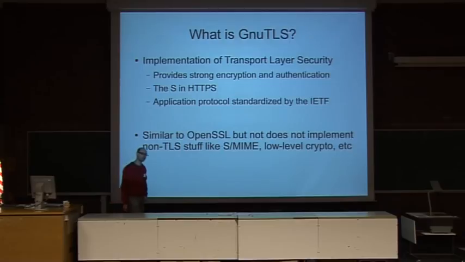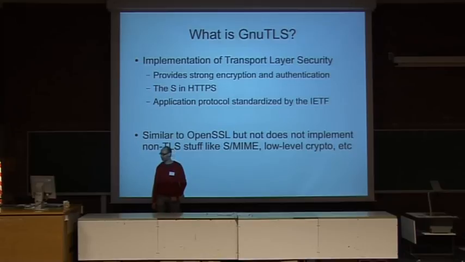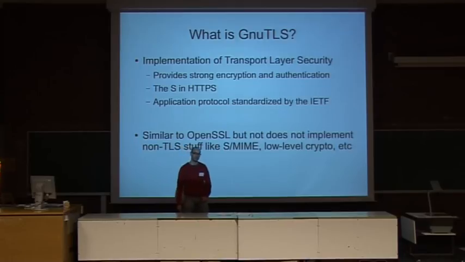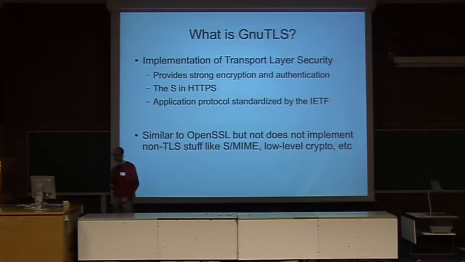So GNU-TLS is like OpenSSL, but the philosophy is to strip away all the non-TLS related stuff like S/MIME, like low-level crypto. GNU-TLS doesn't provide AES encryption or similar, it's just a TLS library. So hopefully GNU-TLS will be less bloated than OpenSSL. Still, it would be nice to make things more modular, but at least it's smaller than OpenSSL. The X509 stuff like OCSP is not supported either. I'll talk about this later.